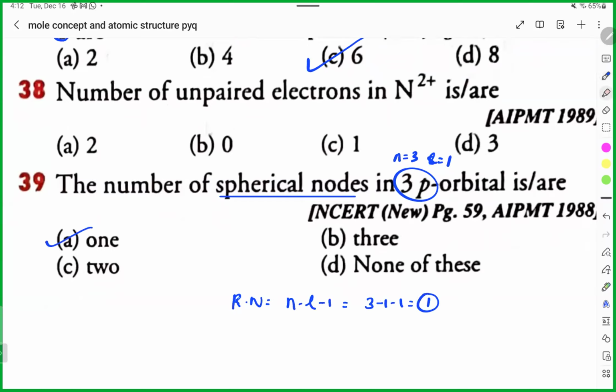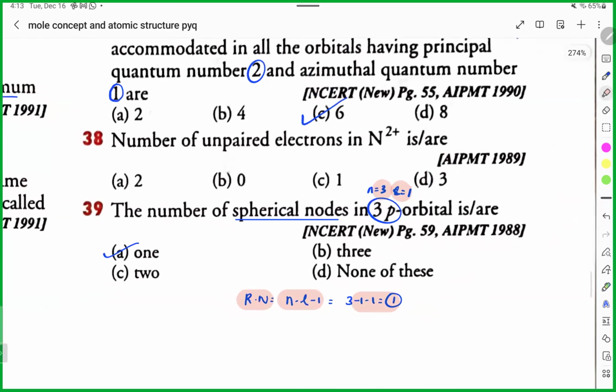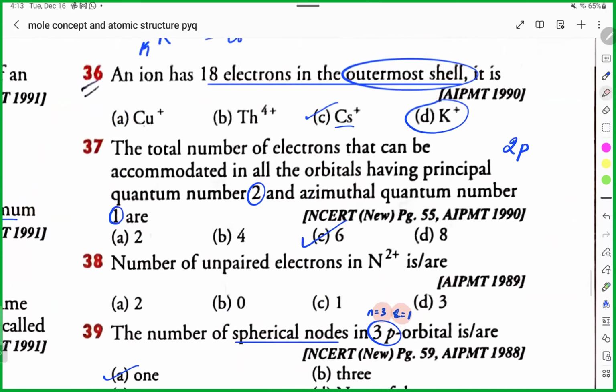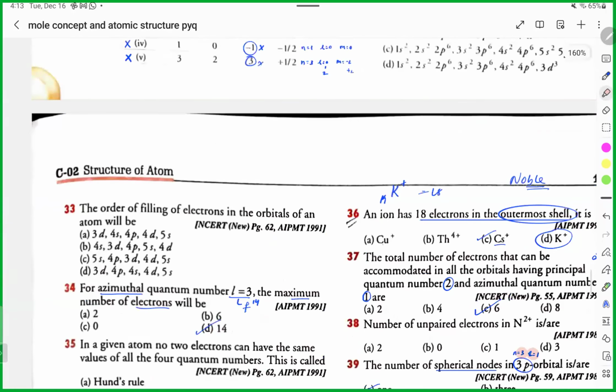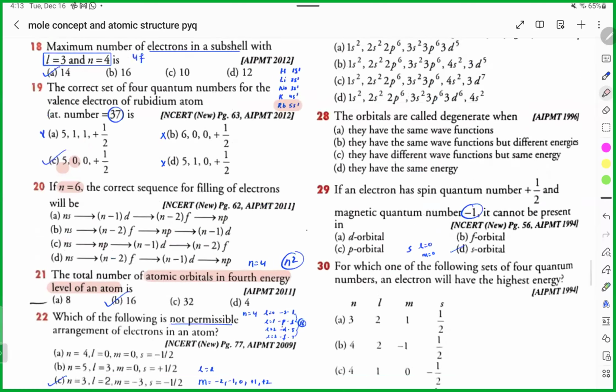Spherical node means angular radial node. Radial node is n minus l minus 1. Oh, N value, okay. I got confused with the spherical node of that part, otherwise, if there were a normal node, I would have said one. Understood, sir. Correct. So 90% of questions from this topic are done.